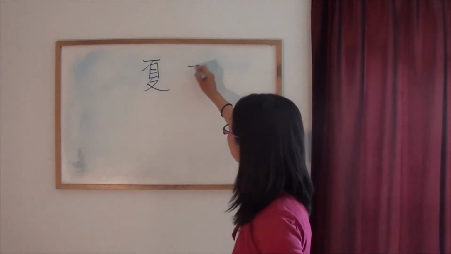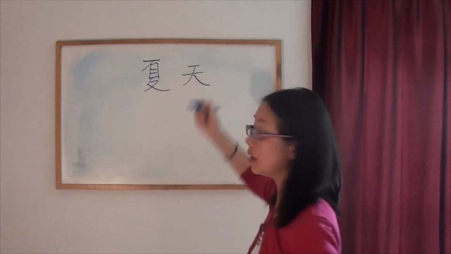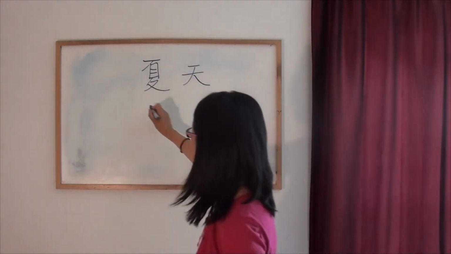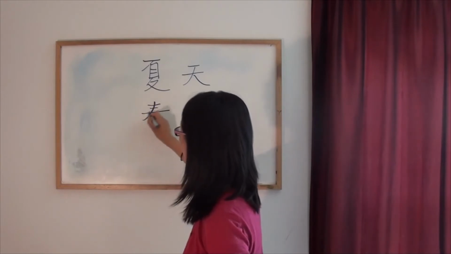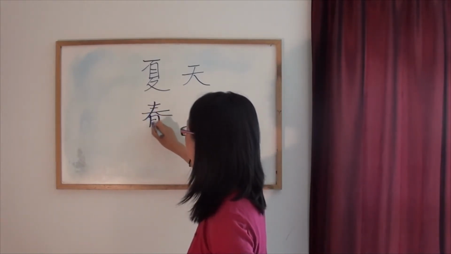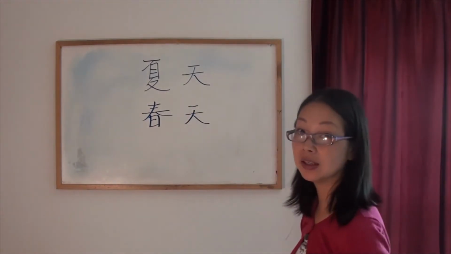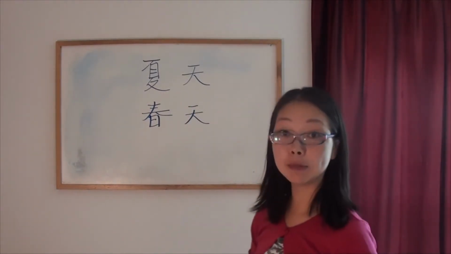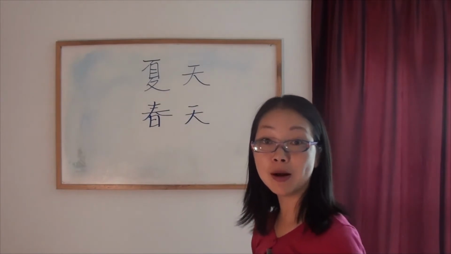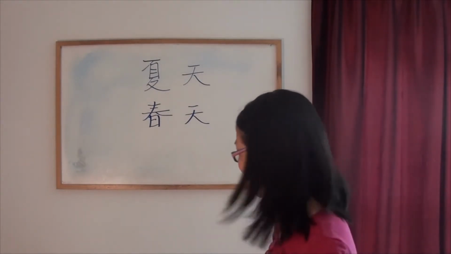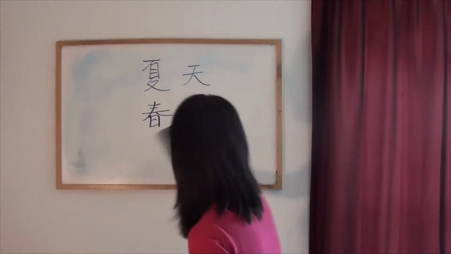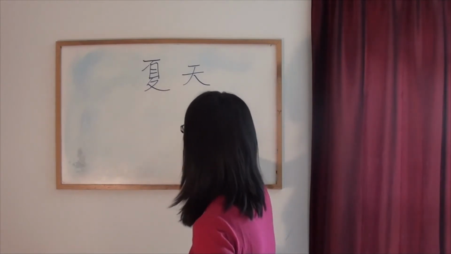夏天, 天 we learned. 夏天 means summer. 春天 means spring. Actually, 春 is also not easy, just compared to 夏, it is a little bit easier. 夏 is the most complicated one among four seasons. Okay, now let's take a look how to write it stroke by stroke.